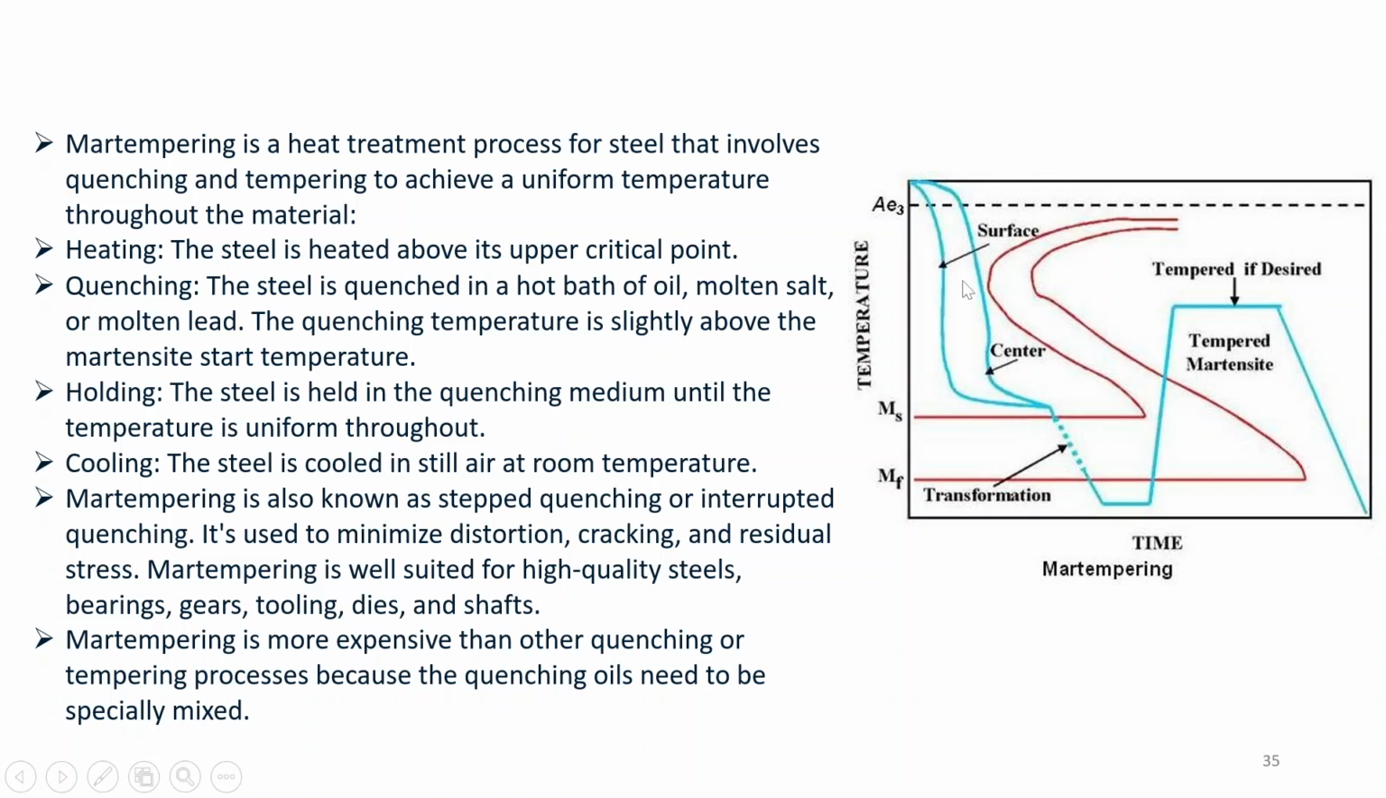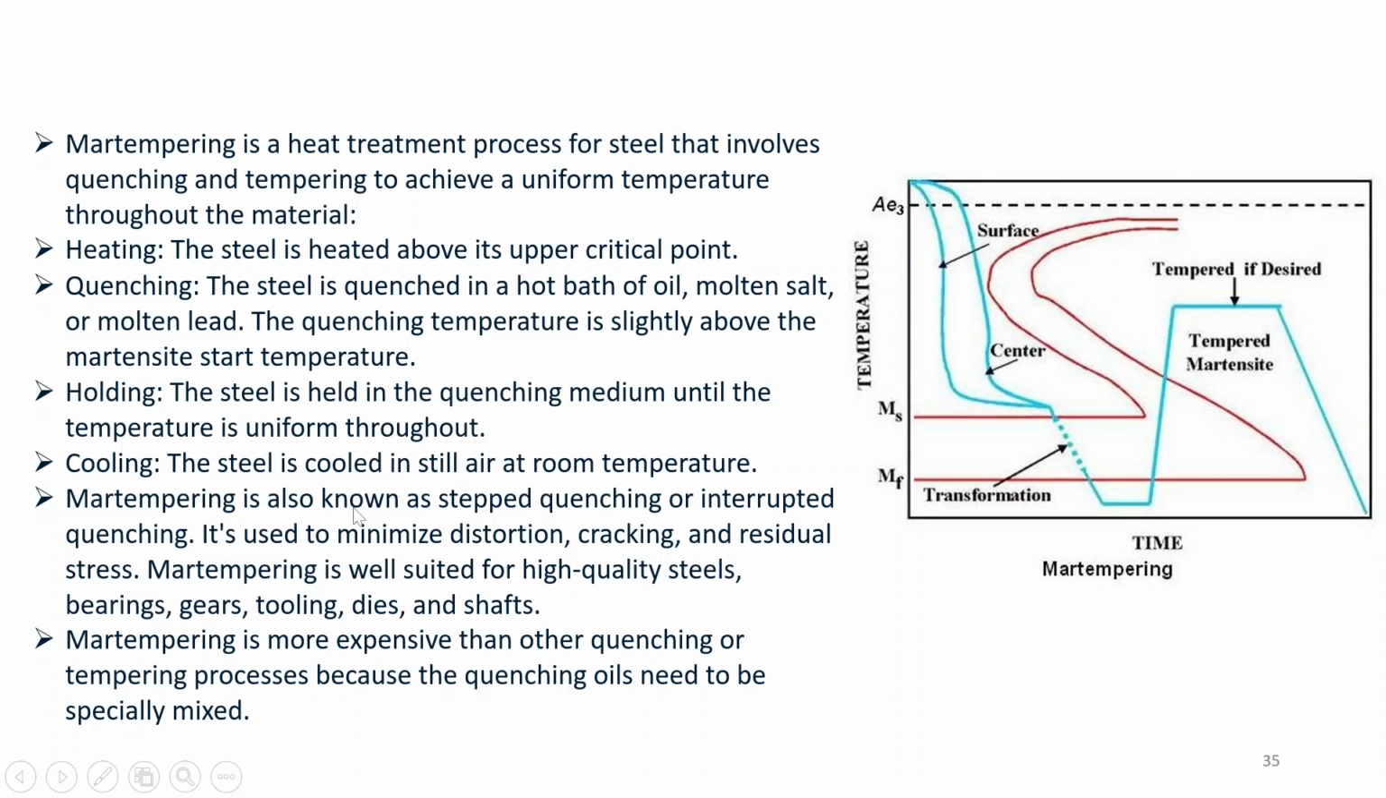Here you can see the center and surface at different temperatures, then it is held at that particular temperature, so that temperature reaches uniformity. Then it is quenched, and then after that tempering is required. The steel is cooled in still air at room temperature.